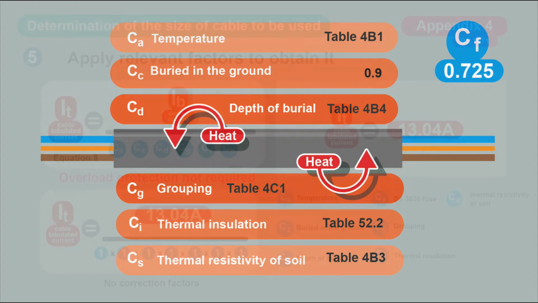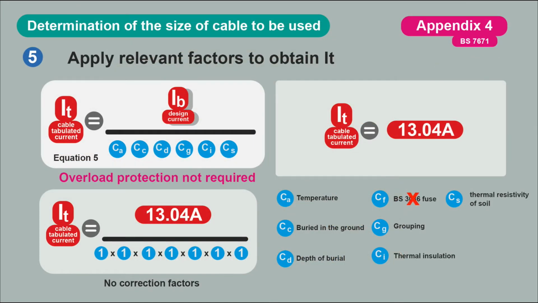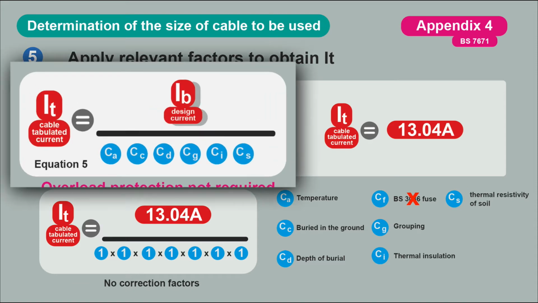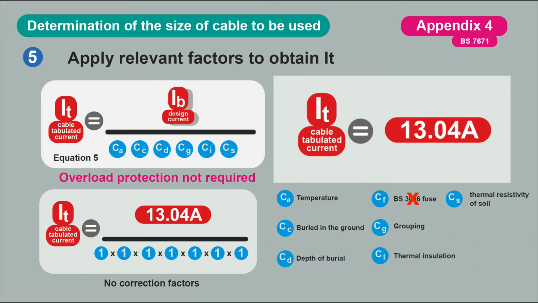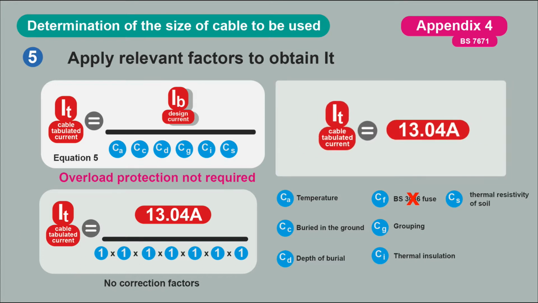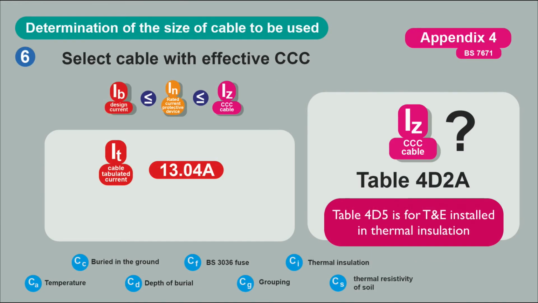So we can use equation 5, overload protection is not required. That might sound a little bit odd, but we'll talk through that later. Here we divide our design current by the relevant factors. If you haven't got any factors, you can just times it by 1, or you could just leave them out. So in this very simple example, we haven't got any correction factors, so therefore our It is our design current, which is 13.04 amps.